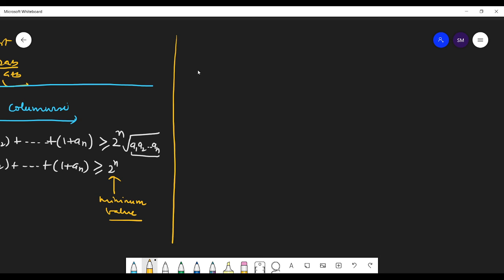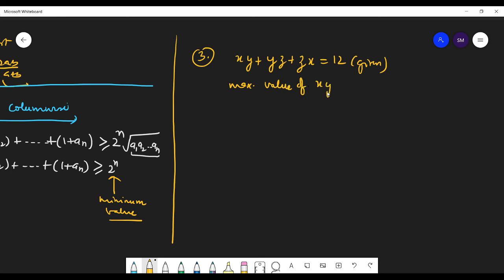These questions are all quite simple, students. Now you should get familiar with these questions. xy plus yz plus zx is equal to 12. This is given to you, okay? And the maximum value of xyz you have to find.